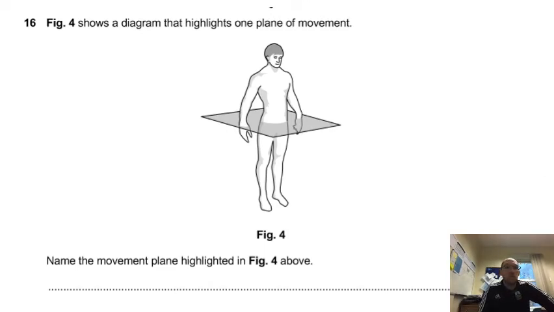Number 16 shows a diagram that highlights one plane of movement. Name the plane highlighted in figure 4 above. The correct answer for this is the transverse plane.